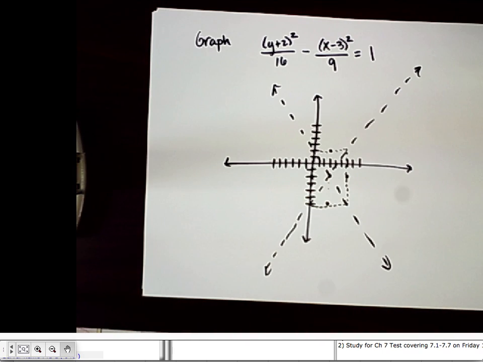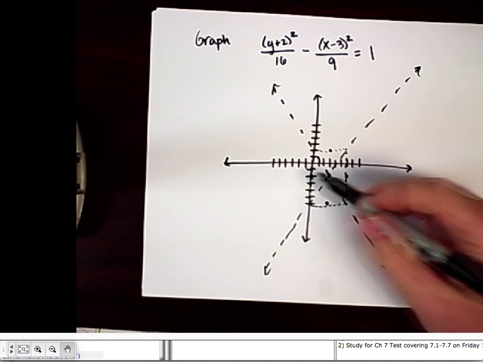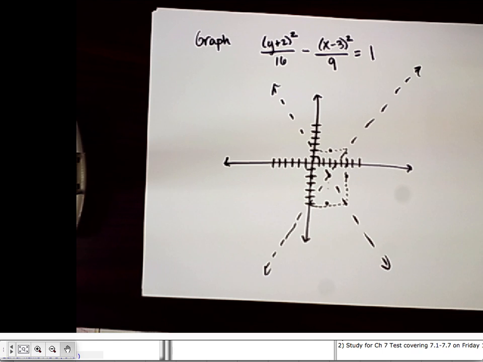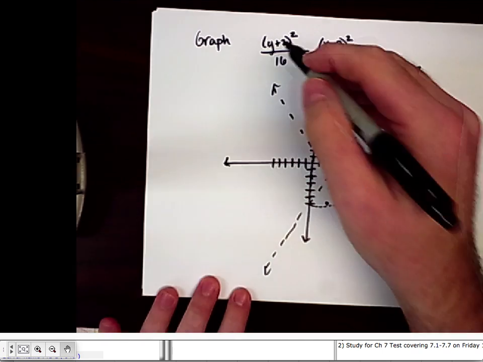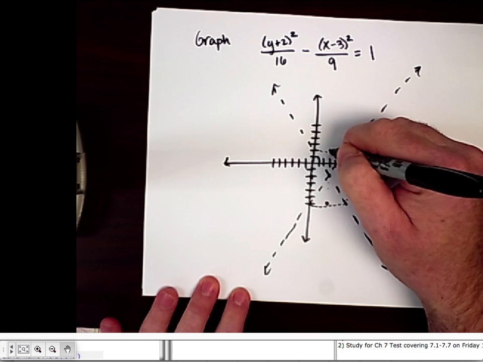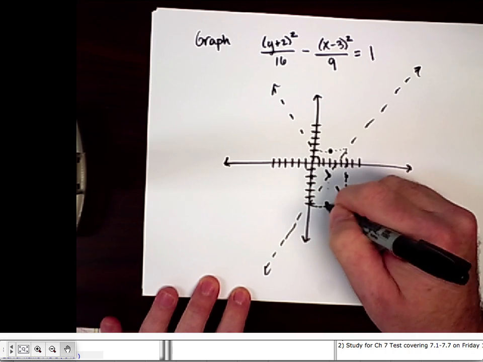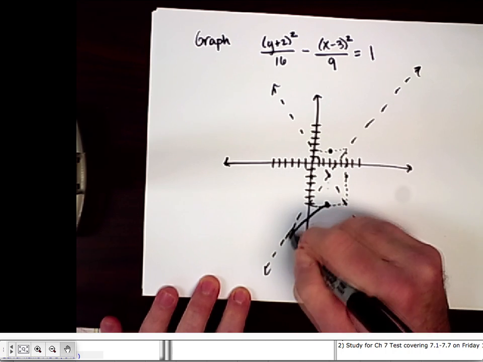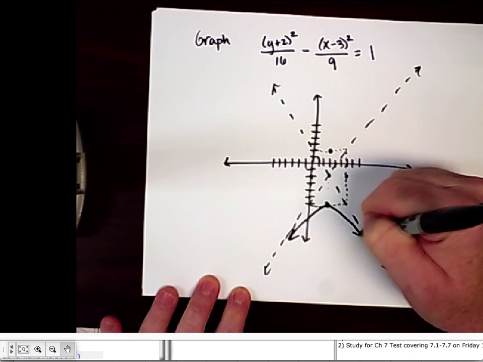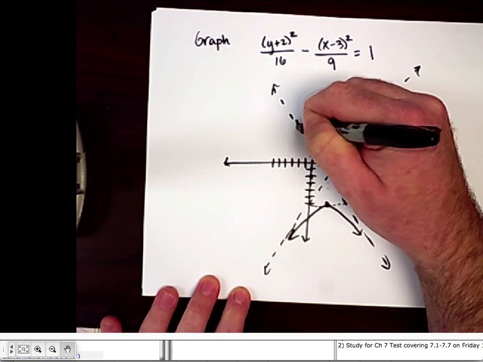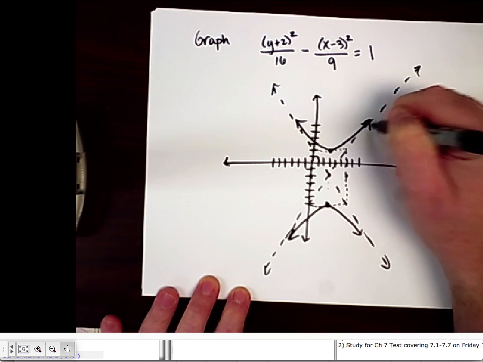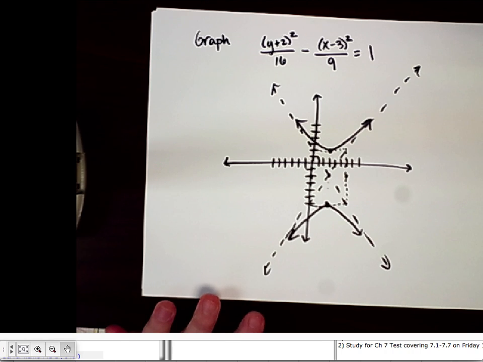Okay. Then you draw the asymptotes through the corners. Okay. Then what? Are my vertices up and down or left and right? Up and down. Y is positive. So from the center, we go up to a vertex, down to a vertex, and graph it curving to the asymptotes.